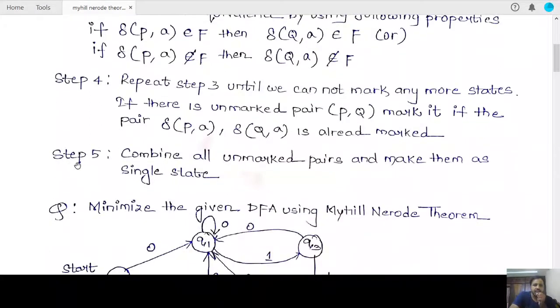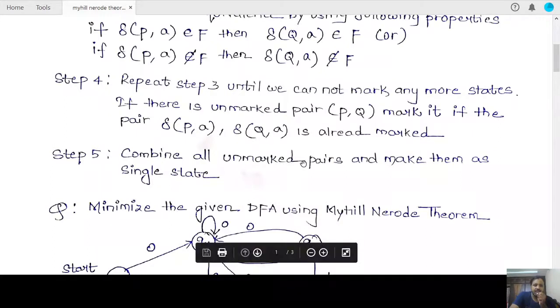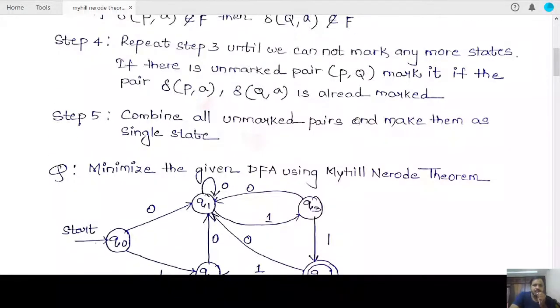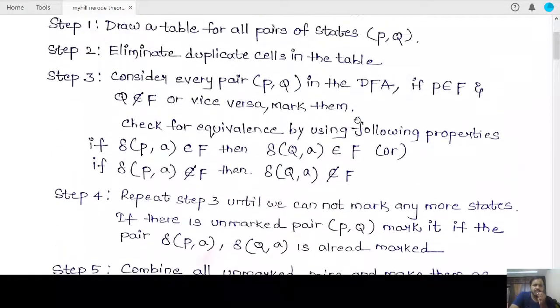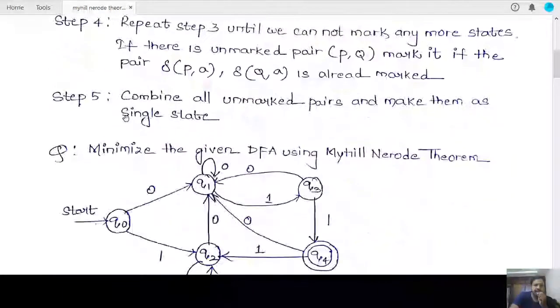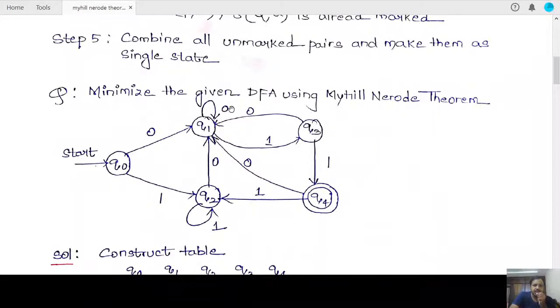And next, step 5 is that combine all unmarked pairs and make them a single state, right? So whatever the unmarked states are there in a table, you have to combine those states as a single state. Okay, so let us apply these steps. Try to solve the problem here with these steps, okay, parallelly. So this is the question: minimize the given DFA using Myhill-Nerode theorem.